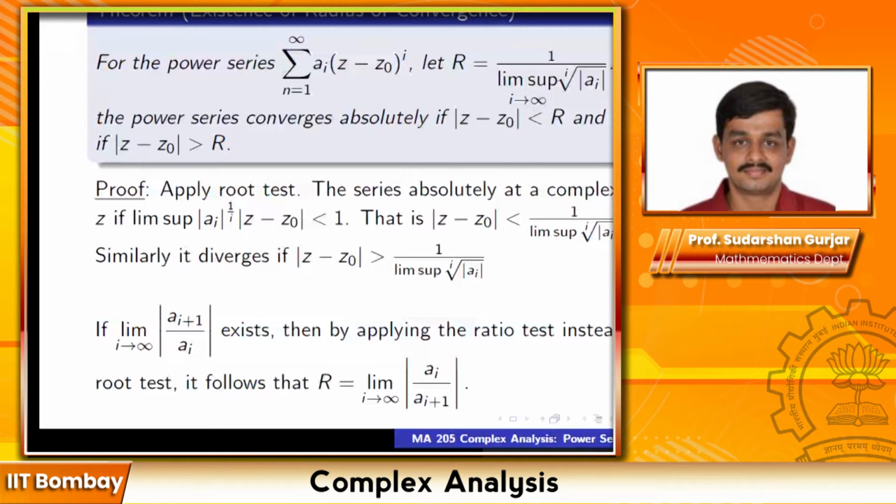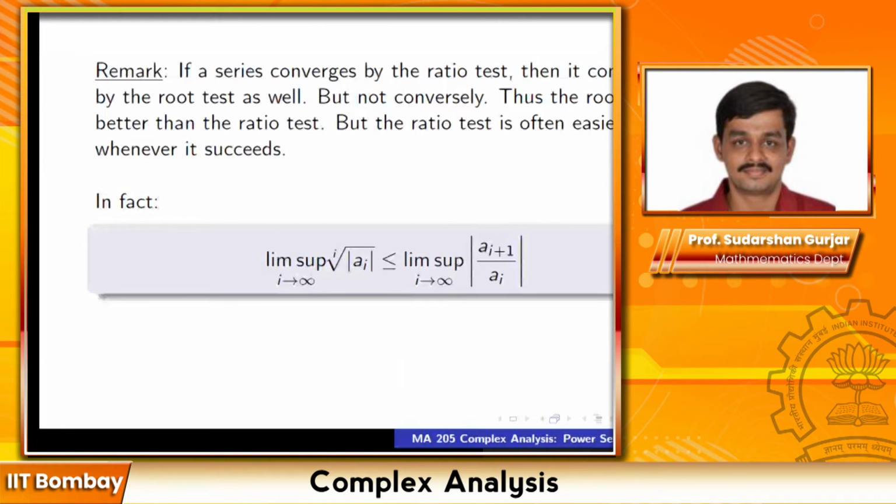That is exactly my next comment. Let's come to the next remark. If a series converges by the ratio test, then it converges by the root test as well, but not conversely. Thus the root test is actually better than the ratio test, but the ratio test is often easier to use whenever it succeeds. In fact, we have this inequality: lim sup of mod a_i to the 1 by i is less than or equal to lim sup of mod a_{i+1} by a_i. So if the limit of these ratios exists, then this lim sup will exist, and the lim sup of mod a_i to the 1 by i is less than that. So it's a stronger test.